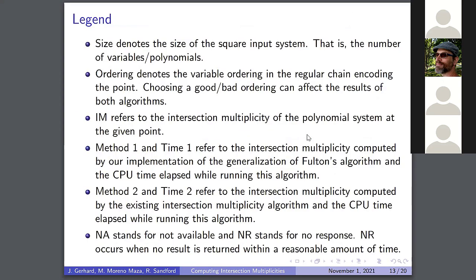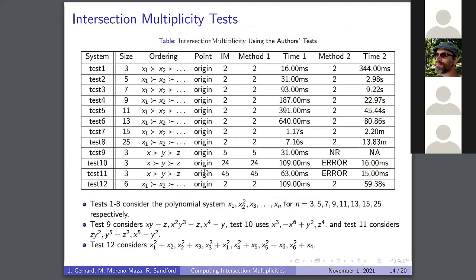We implemented it and we extended the theory, and then we tried to benchmark it. And here you can see our legend. Basically, method 1 and time 1 refer to this new Fulton generalization, and method 2 and time 2 refer to the time and what was computed by what already existed in Maple. So this is some of our own examples. The first 8 tests just use this system down here and scale it up for larger and larger n. And what we see is that the generalization of Fulton's algorithm experiences a significant performance improvement as the size of the system scales, even for a simple system.